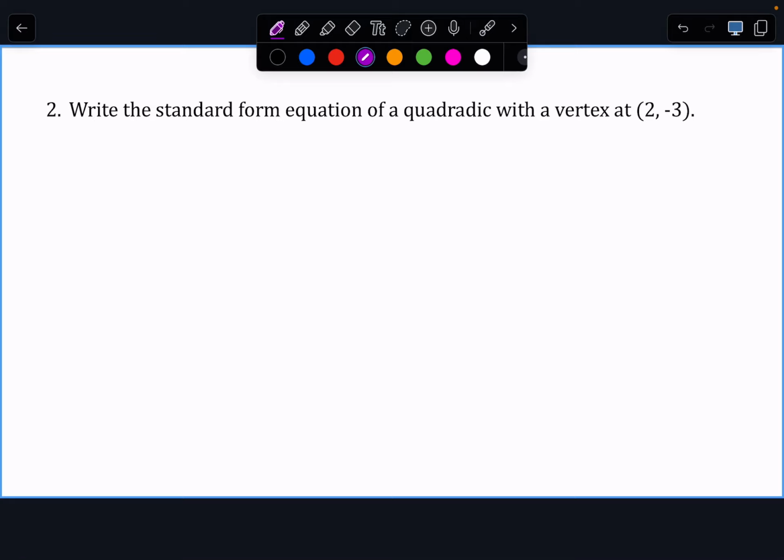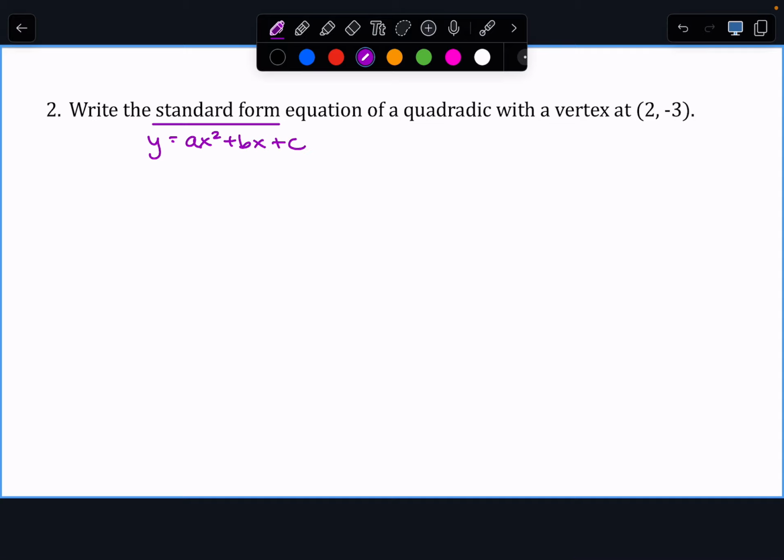All right. When I say standard form, what is standard form? Like we have 3 different forms. We have standard form, we have vertex form, we have intercept form. Which one is standard form? That's standard form.